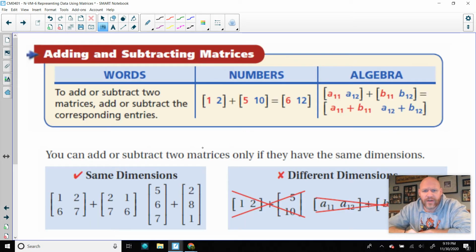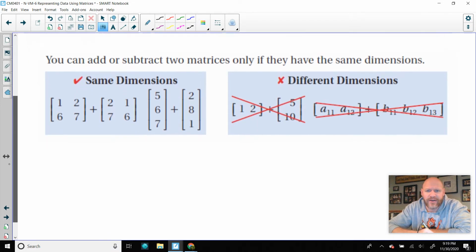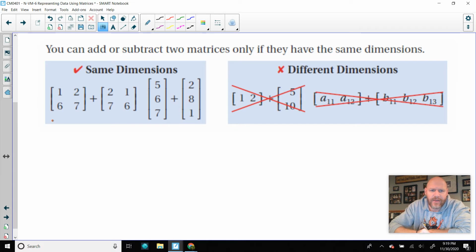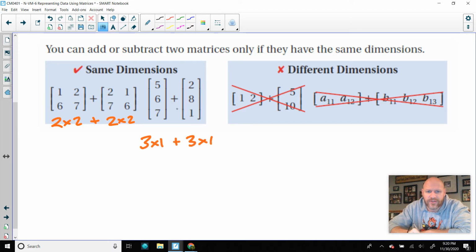For the next one, what we're going to do is add and subtract matrices. And so in order to add or subtract them, the dimensions have to be the same. Here we have a 2 by 2 matrix plus another 2 by 2 matrix, which is perfectly acceptable. This one here is going to be a 3 by 1 matrix, 3 rows, 1 column, plus a 3 by 1 matrix, 3 rows, 1 column. And that is perfectly acceptable.